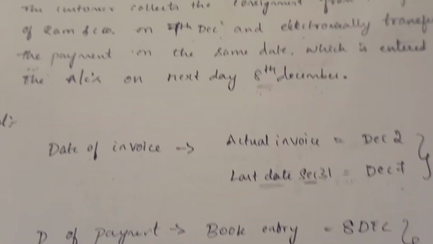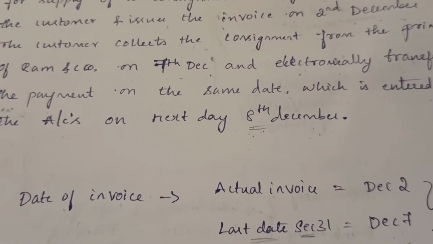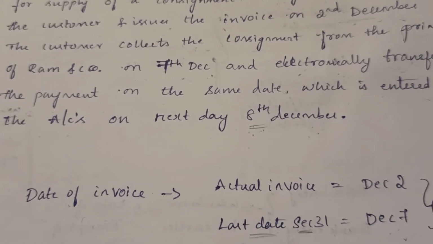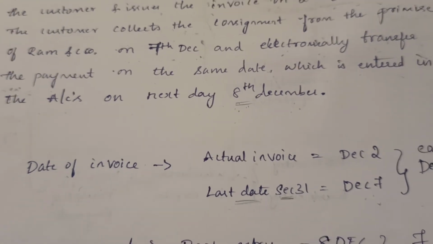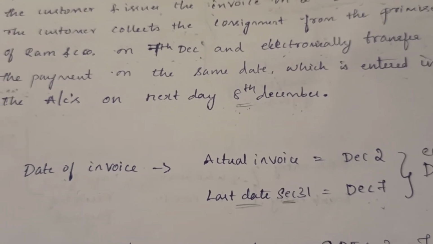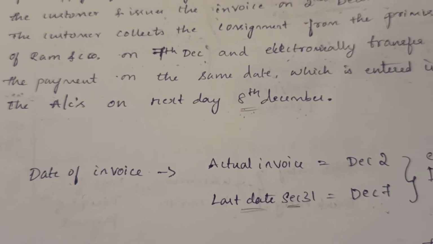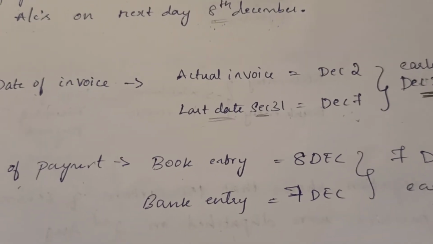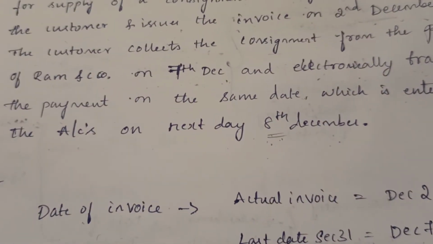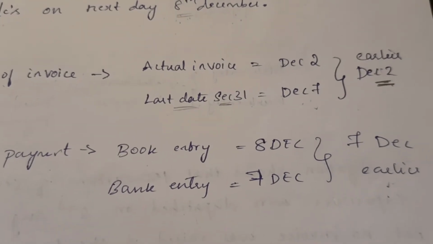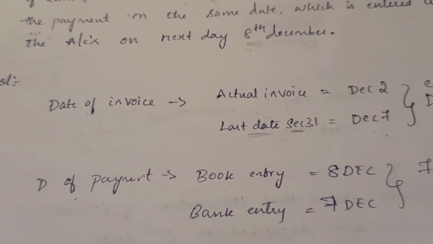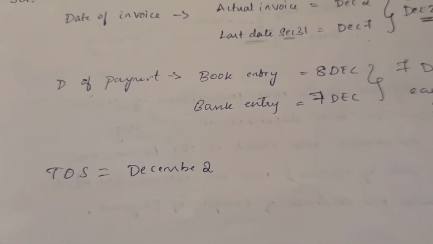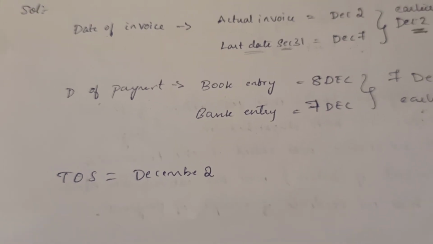And the date of payment. Here, there is a book entry and a bank entry. The customer electronically transfers the payment on the same date, that means 7th December, which is entered in the accounts on the next date, 8th December. Electronically means bank account, and the accounts are the books. So the book entry is 8th December and the bank entry is 7th December. Whichever is earlier between these 2 days will be the date of payment. That is, 7th December will be the date of payment. Therefore, the time of supply will be December 2.